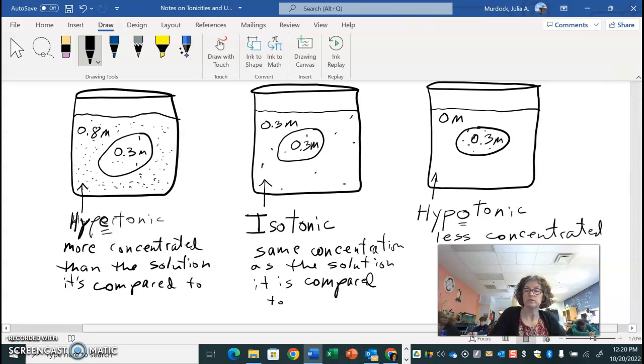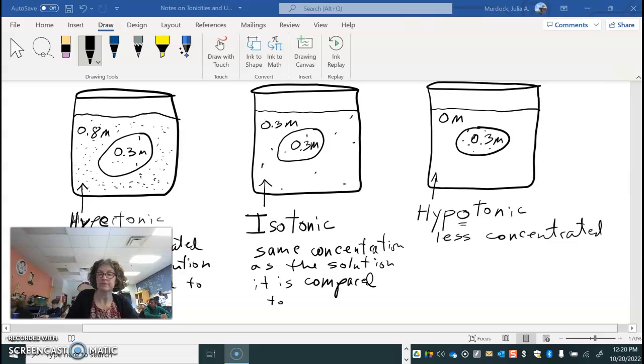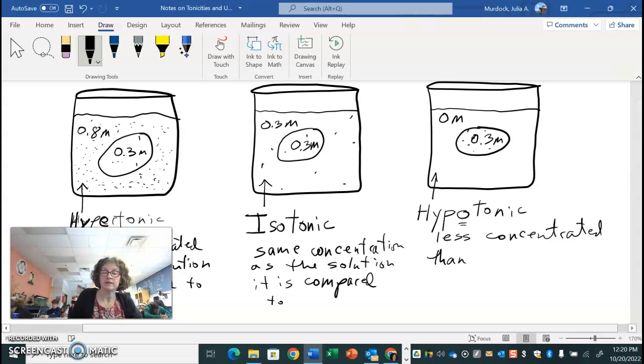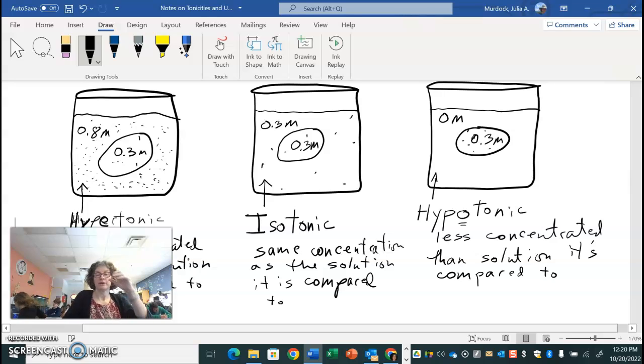Okay, I'm just going to move my picture over here for a second. Okay. Less concentrated then. Solution it's compared to. Can everyone read my handwriting all right? Just give me a thumbs up. All right. There. Okay. Give you a minute to write that.